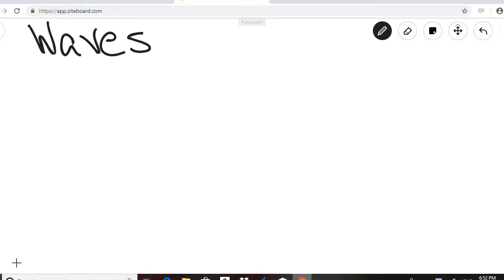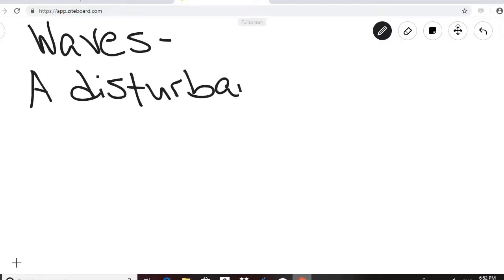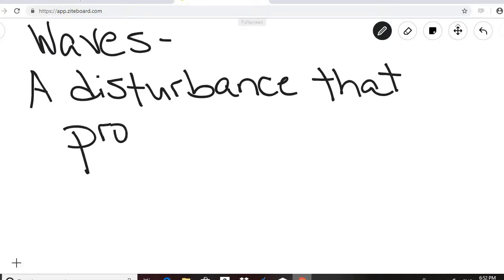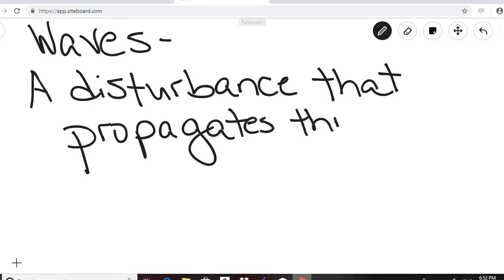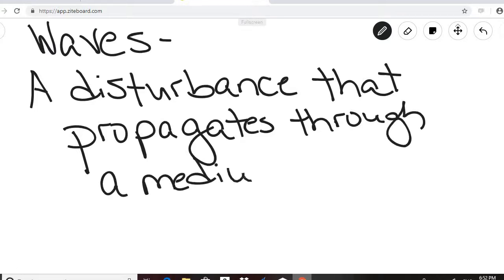So maybe the first thing to do is to define a wave. And this is the definition that your book gives. A wave is a disturbance that propagates through a medium. So the first thing we see is that it is a disturbance.